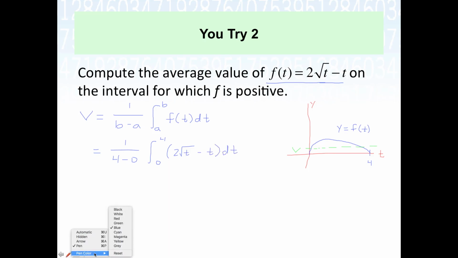So one reminder is that this can be more helpfully written as t to the 1/2 power, or t to the horrible scribble, as apparently I'm going to write. Must be the magenta, it just doesn't want me to write like that. So this is 1/4, and then we're supposed to integrate 2 t to the 1/2 minus t.